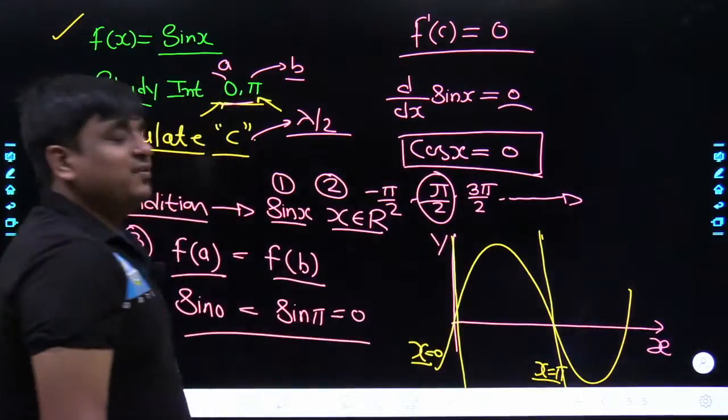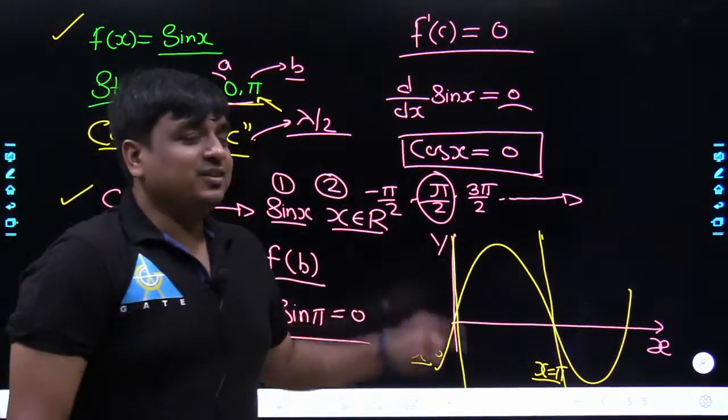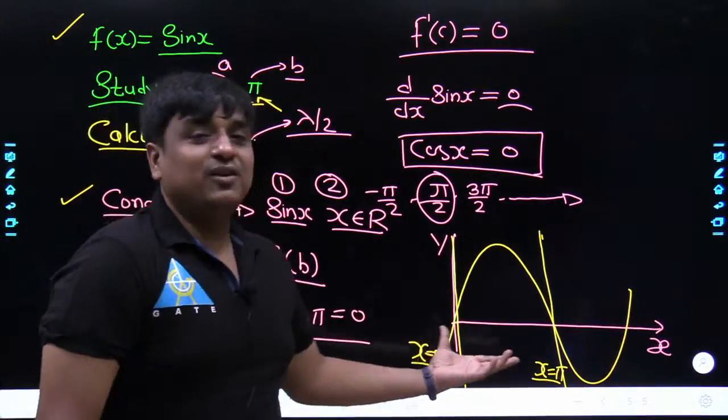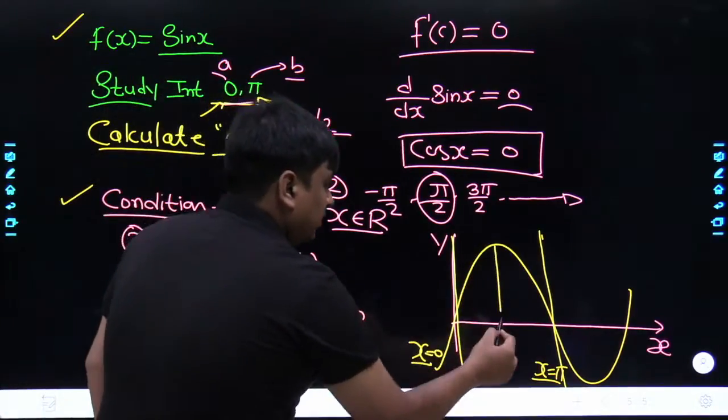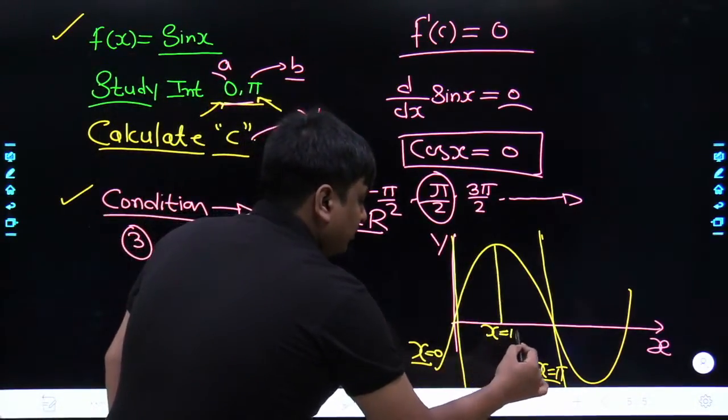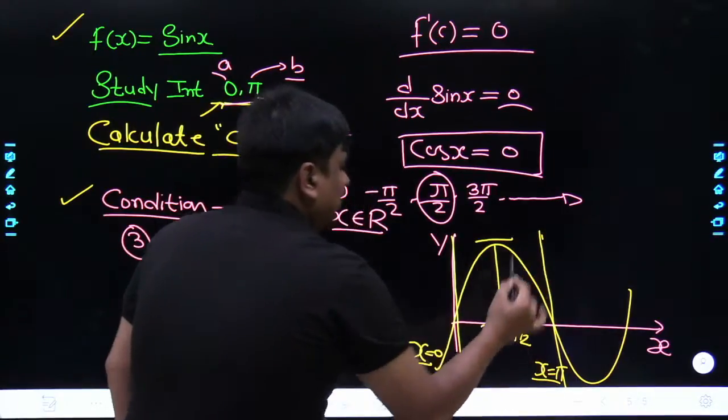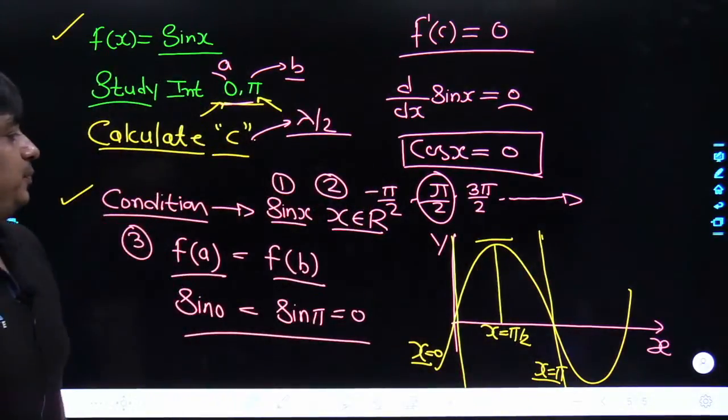May I know precisely where the slope of this function is going to be 0 within the open interval of x is equals to 0 to pi? Definitely the point is nothing but x is equals to pi by 2. Even graphically also you can solve this problem very well.